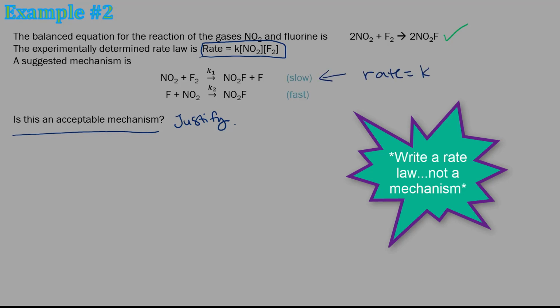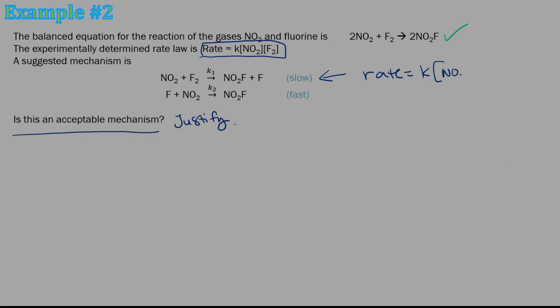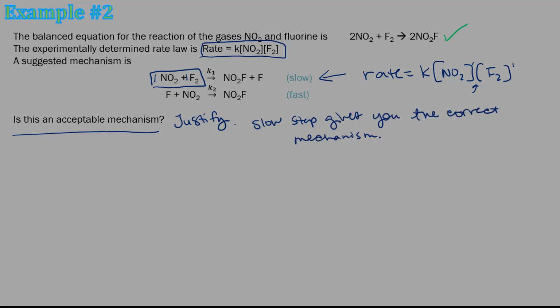Rate is equal to K times NO2 times F2. And they're both to the first power because they both have one right here, and this is the slow step. It's based off those two reactants. Guys, they're not added in the rate law. It's the same kind of rate law we've always written. They're multiplied here. All right, so the slow step gives you the correct mechanism. Okay, it's right here, right here.